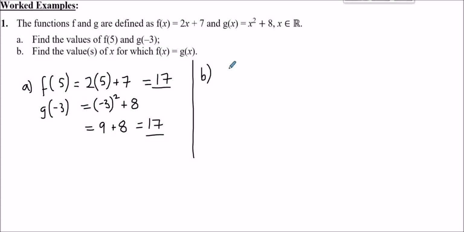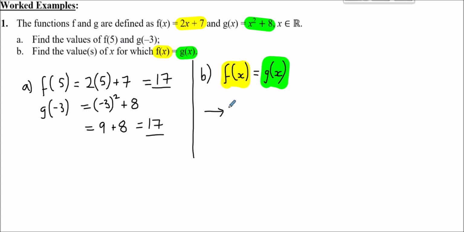So what we do for part B, just write it down as f of x equals g of x, and then just remind yourself of what f of x actually is. Well, f of x was 2x plus 7. g of x was defined as x squared plus 8. And so what this is saying is, where f of x is equal to g of x, we want 2x plus 7 to be equal to x squared plus 8, because that's how the functions were initially defined.